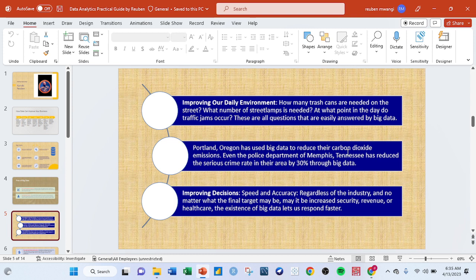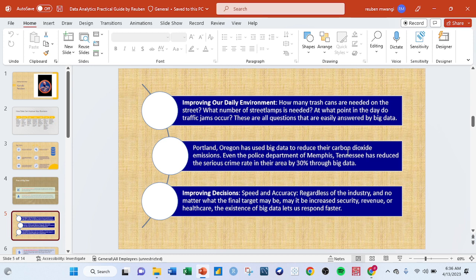Even the police department, as another example: the police department of Memphis, Tennessee, has reduced the serious crime rate in the area by 30%. Because they are collecting a large amount of information in this state, they are able to use fitted cameras that are very sensitive. They are monitoring your movements, and if you commit any crime, you are able to be captured. If they need to get you, it will take seconds or even minutes to come and get you. So in this case, it made this kind of crime rate reduce by 30% in this state.